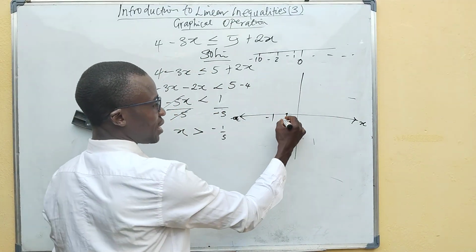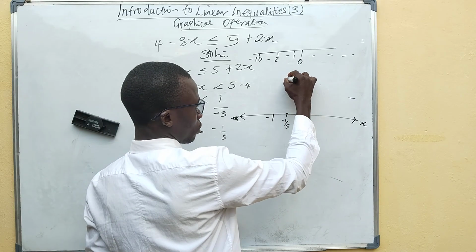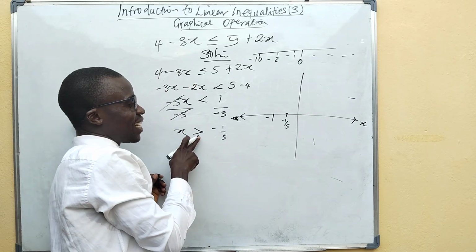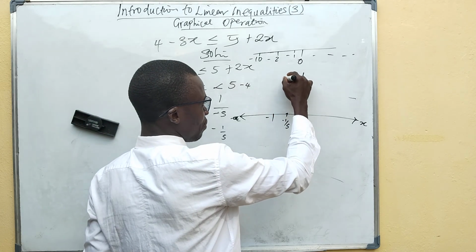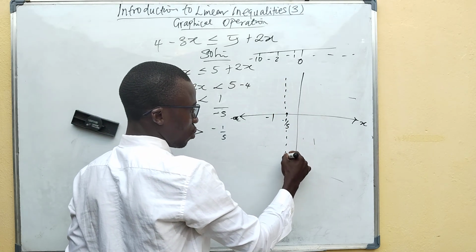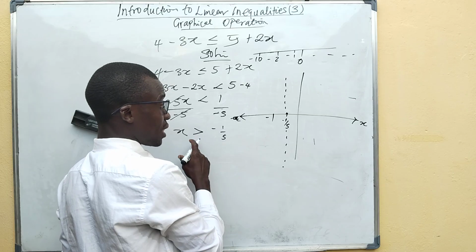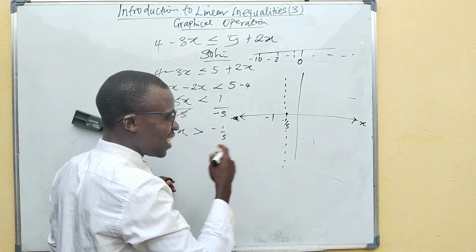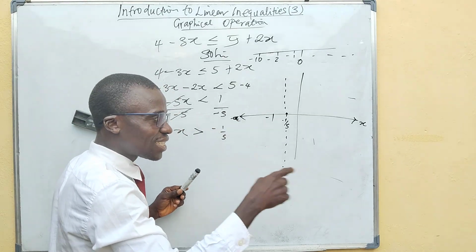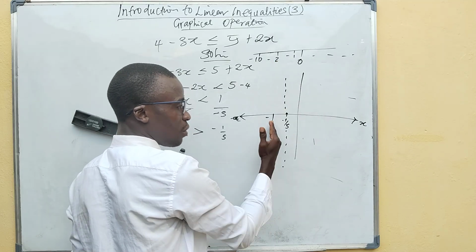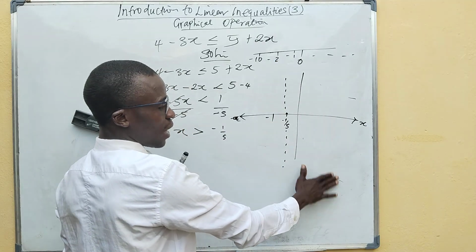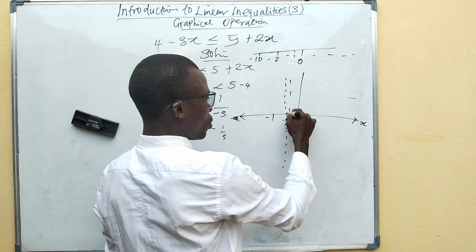Now, if I take this to represent x strictly greater than negative 1 over 5, I will use this open circle. Strictly greater, take note again. Where do we shade? I have taken the bound. So where do we shade now? Are we shading here or here? That's right, we are shading to the right hand side.